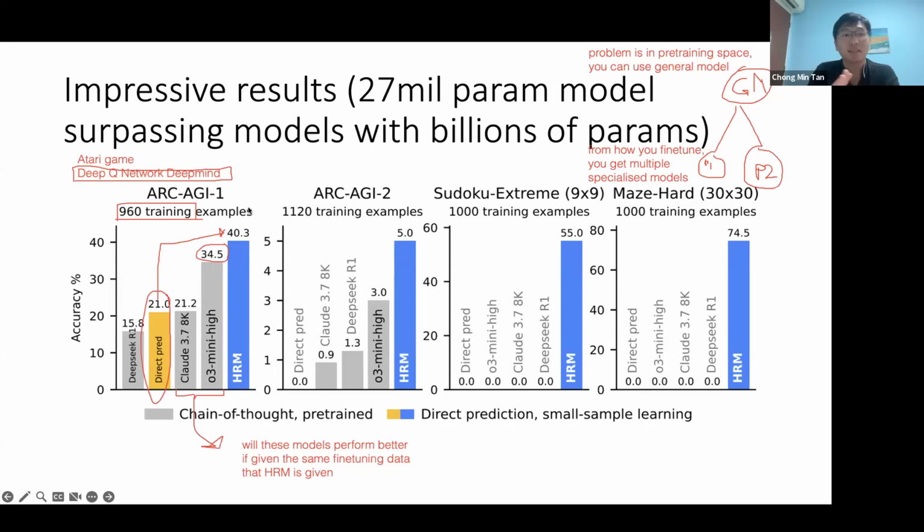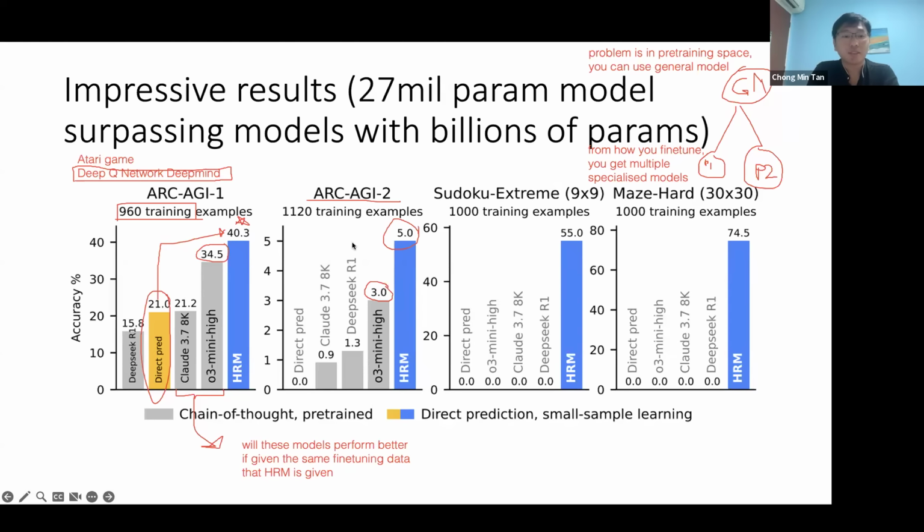But that aside, just by looking at the performance itself, it is noteworthy to see how this works. I'm not going to go through the rest. ARC-AGI 2 is a significantly harder problem than ARC-AGI 1. You can see that O3 mini high only did about 3% of, I think, 1,000 data points, right? But HRM can do about 5. That's pretty amazing because this is actually quite difficult.